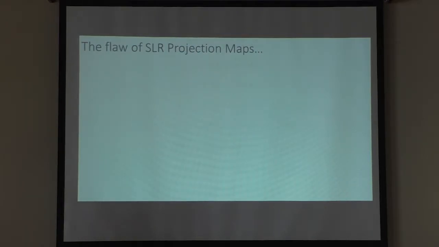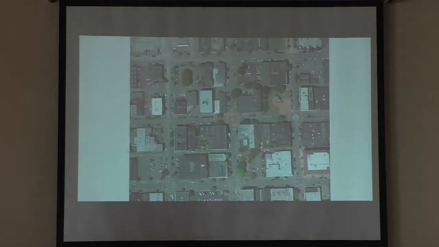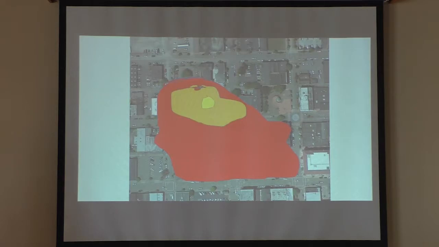The flaw of sea level rise projection maps is that they assume that we're going to allow sea level rise to inundate the areas shown. So imagine for a moment a catastrophic downtown fire projection map. So you've got downtown Eureka and a fire starts in this building. We could do all kinds of sophisticated modeling to see where that fire would spread. And with prevailing winds and the type of architecture, it could spread something like that.